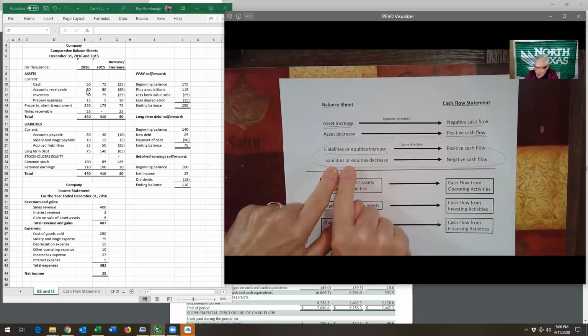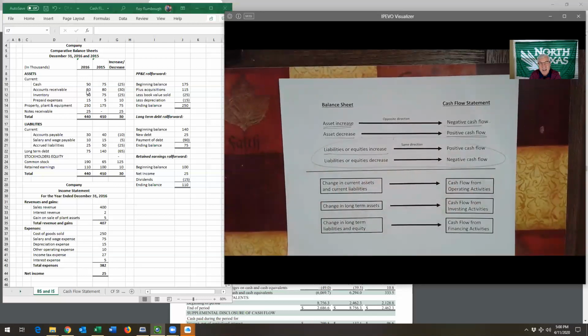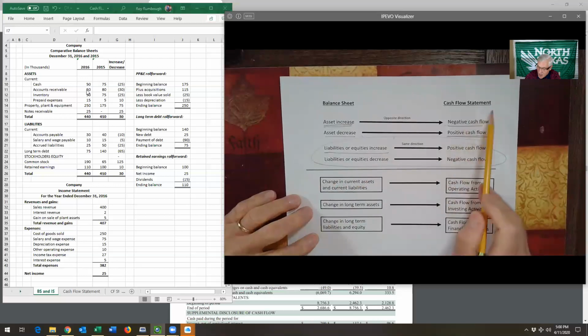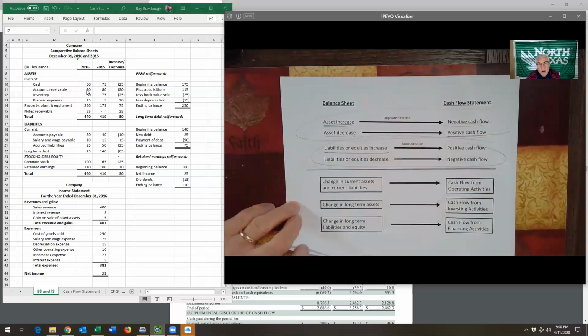Opposite, if a liability decreases, it's a negative cash flow. So if salaries payable comes down, it means I paid those employees. Credit cash, debit salaries payable. A debit reduces salaries payable. So assets work in the opposite direction. Liabilities and equity work in the same direction on the cash flow statement.